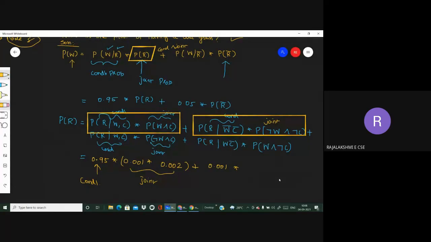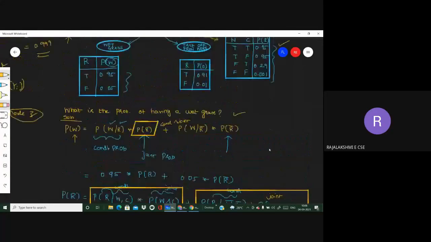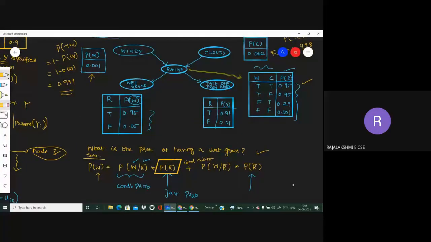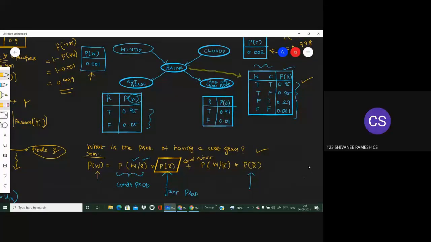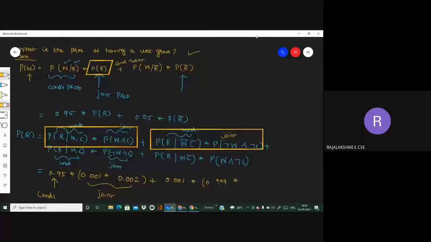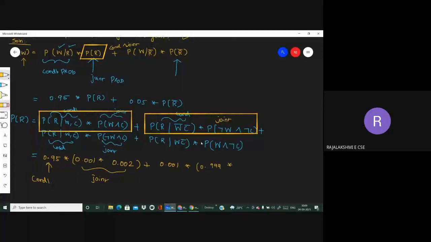Okay, fine. Now you see, now tell me what is the joint probability of not W and not C? Not windy is what probability? 0.999. So it is 0.999 into this probability we have calculated as 0.998. Plus. What is the probability of rain? It is 0.95. I'm going to calculate for this one.